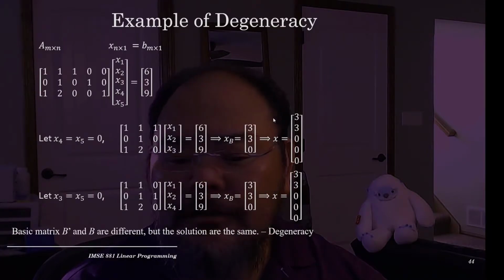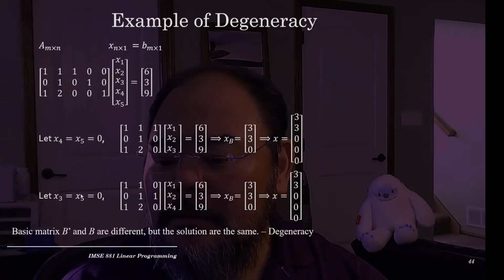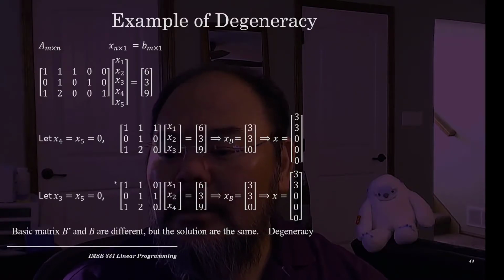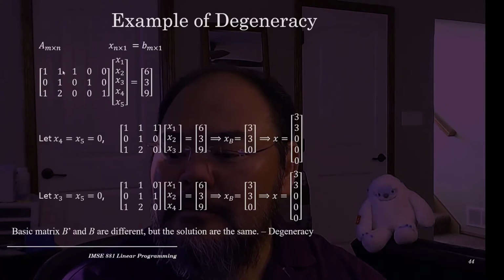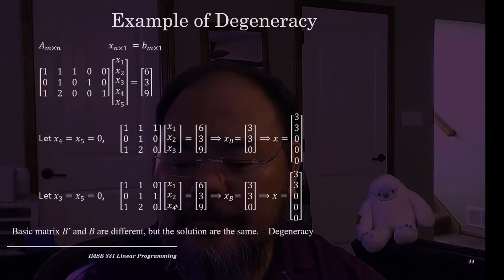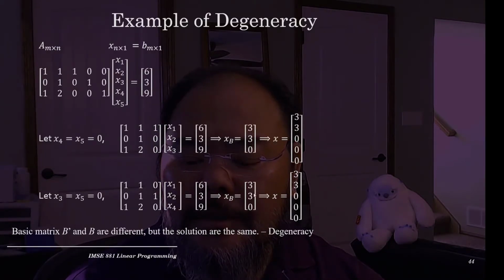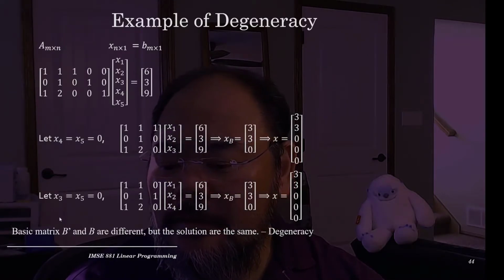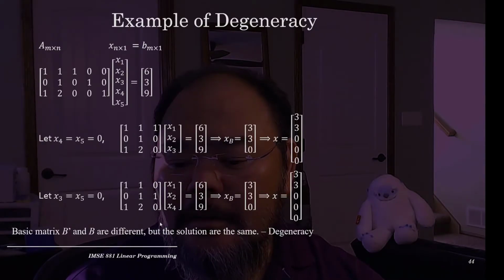However, you see that if I exchange x3 and x5 equal to 0, x4 becomes the basic variable. I will have a slightly different B matrix. These two columns plus the column corresponding to x4. And we can calculate, the right-hand side stays the same. I can do B inverse times b, getting my basic solution 3, 3, 0. I get exactly the same solution even though I switched bases. So the basic matrix is either B or B prime. They're different, but the solution is the same.